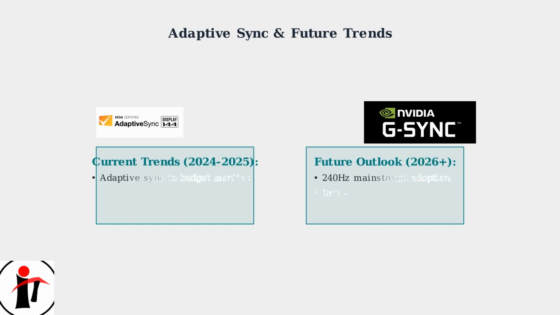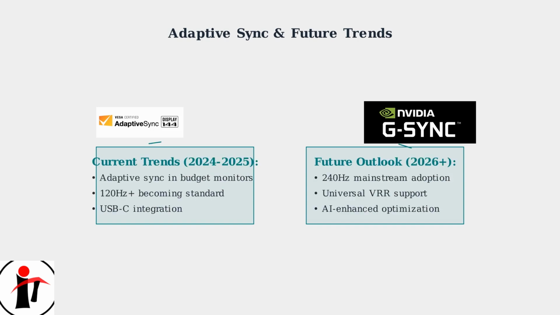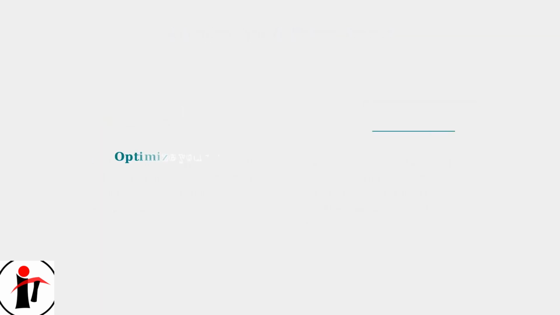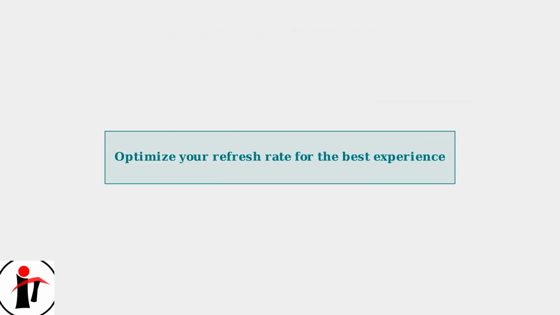Current trends include widespread adoption of adaptive sync technologies like FreeSync and G-Sync, which eliminate screen tearing and provide smoother gameplay. Higher refresh rates are becoming standard even in budget monitors. By following these troubleshooting steps and optimization techniques, you can ensure your Sceptre monitor operates at its maximum refresh rate potential, providing the smoothest possible visual experience.